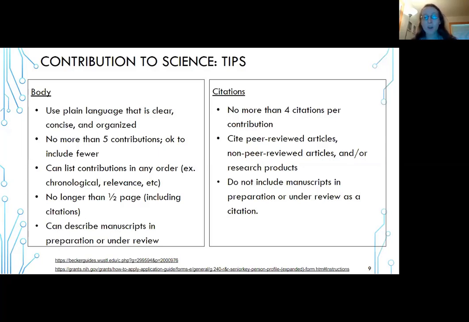If someone has no publications, they can also still write contributions to science. They can write contributions describing their efforts towards someone else's project or someone else's paper. You know, say that individual did the literature review or helped maintain and manage the animals. They can discuss that and how that contributed to this other important project.